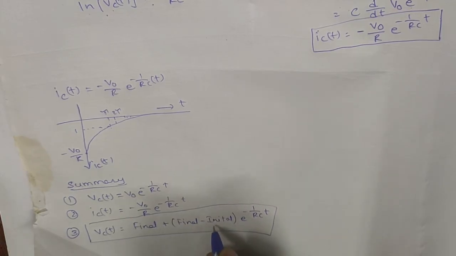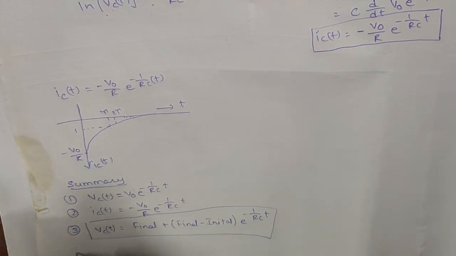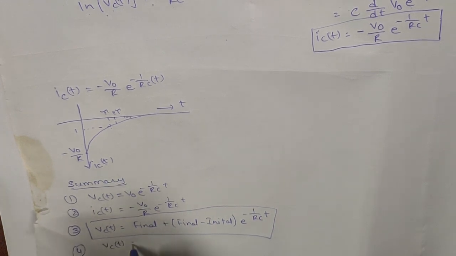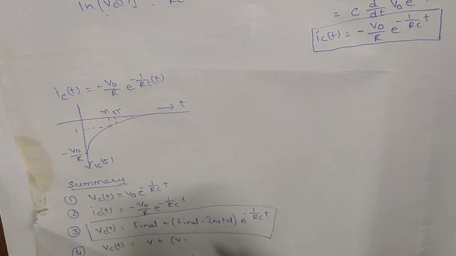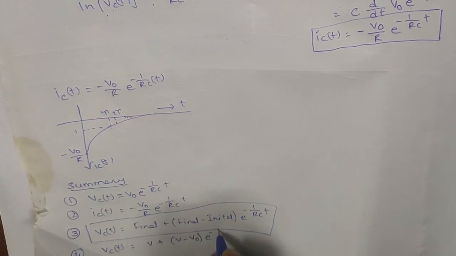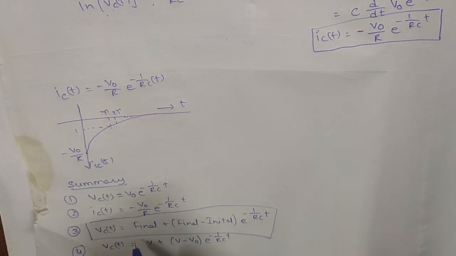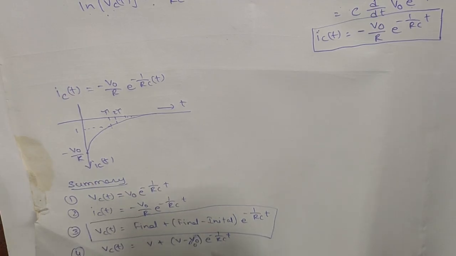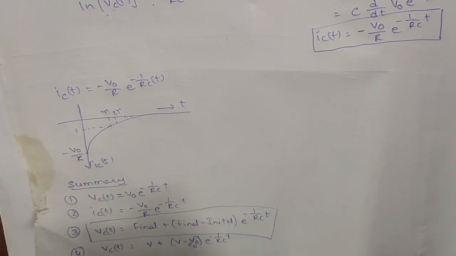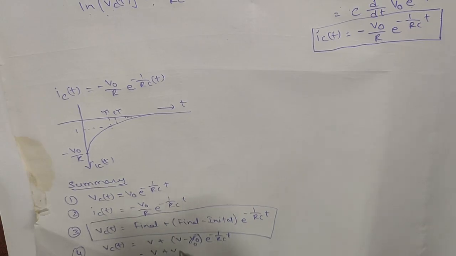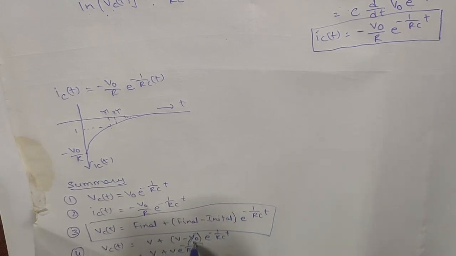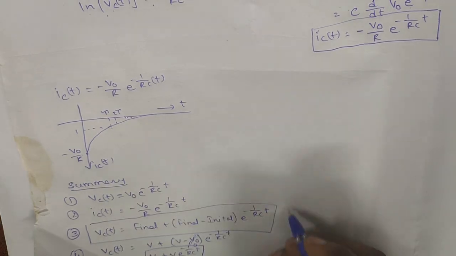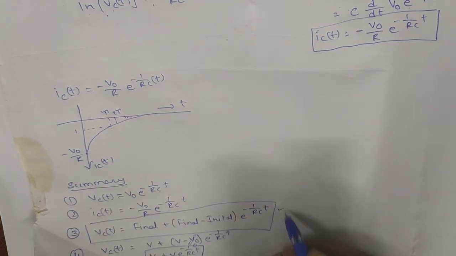This is similar to the formula we derived earlier, that Vc of t is V plus (V naught minus V) e power minus 1 by RC into t. Here in our case the final value is 0, so we took this as 0, and then we got V naught into e power minus 1 by RC into t. So we take this as a standard equation.